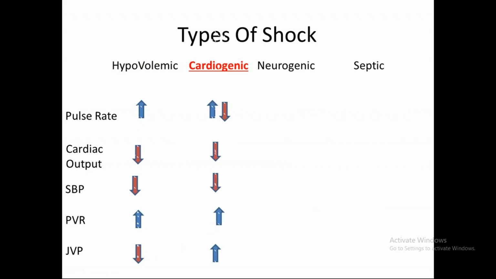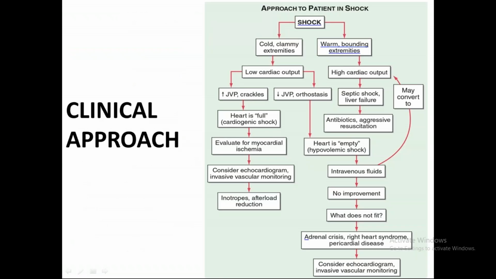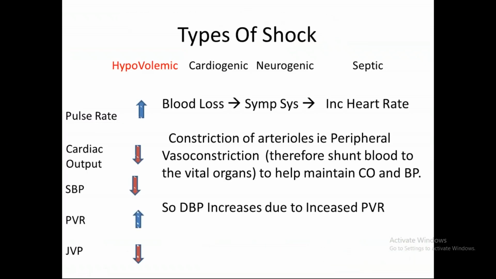Cardiogenic shock, we just studied cardiogenic shock. Simply, it is the same as hypovolemic shock. The pulse rate would increase, the cardiac output will decrease because the heart is not functioning. Therefore, the systolic blood pressure will decrease. Peripheral vascular resistance will increase, but the difference is that the JVP would be increased in cardiogenic shock due to back pressure, while in hypovolemic shock, the JVP would decrease. We just studied the same thing in this clinical approach, right?